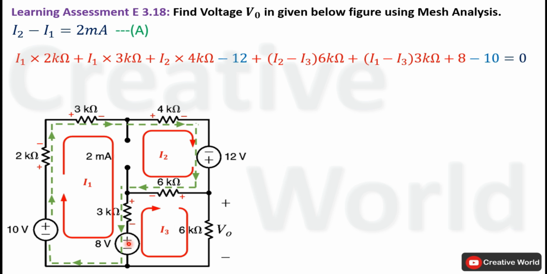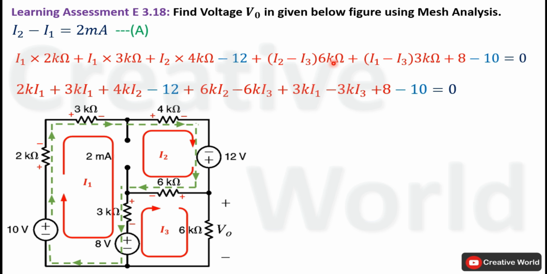Next, current entering terminal is positive, so 8 volt will be taken with positive sign, and at the end current entering terminal is negative, so 10 volt will be taken with negative sign. Now solve this equation, open these brackets, take the products of variables inside brackets with values of resistances.